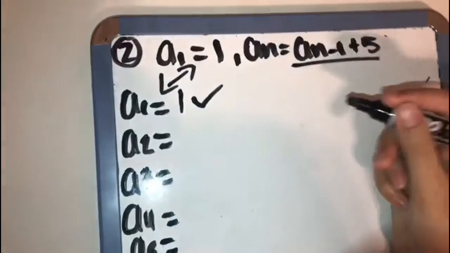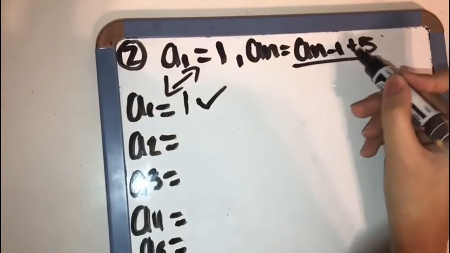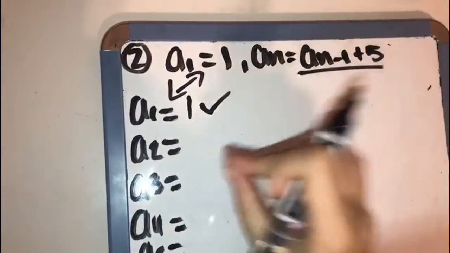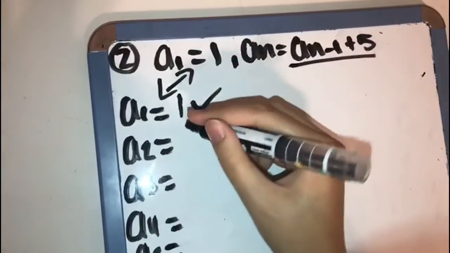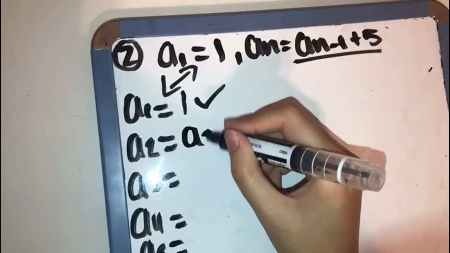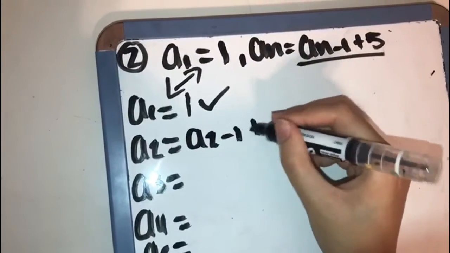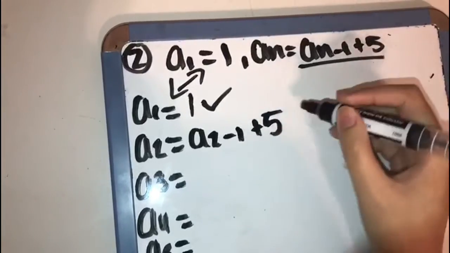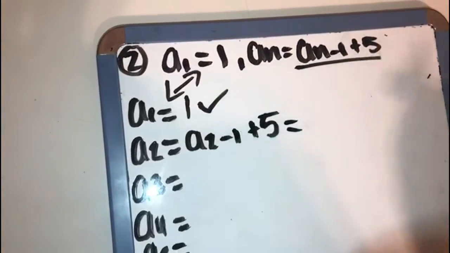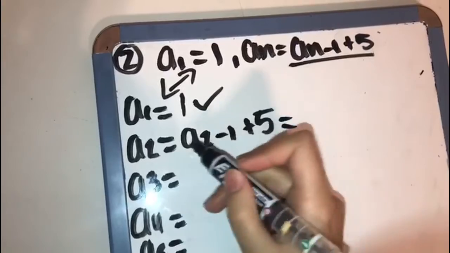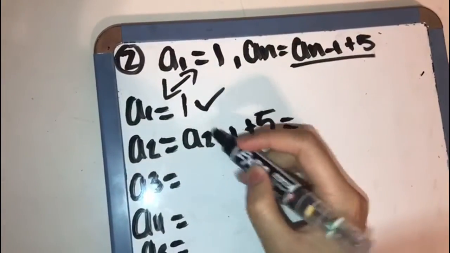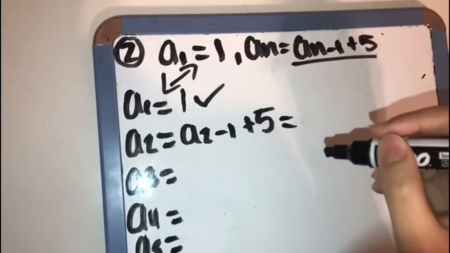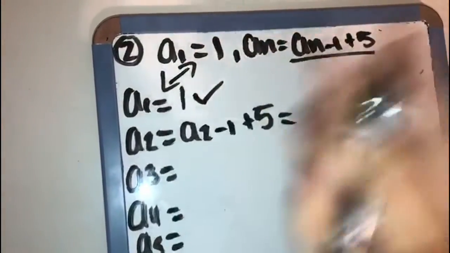Now how are we going to solve this? If you think about it, AN minus 1 means you're going to be subtracting from the given term. So for A2, this is A2 minus 1 plus 5. Now, how are we going to solve this? It's confusing because there's nothing to solve, it doesn't seem to make sense. We're like, okay, where's the other number to add 5 to, right? This is where the confusion comes in, but not really.